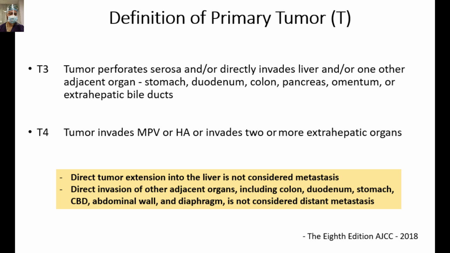So direct tumor extension into the liver is not considered metastatic. As I said, it is a direct involvement, that will make it T3 only. Direct invasion of other adjacent organs including colon, duodenum, stomach, CBD, abdominal wall or diaphragm is not considered distant metastasis. Just remember these things. So if two or more organs are involved, like it is infiltrating into the liver, the stomach, the duodenum or the colon, it is still T4 because that will be considered a local invasion, not a metastatic disease.